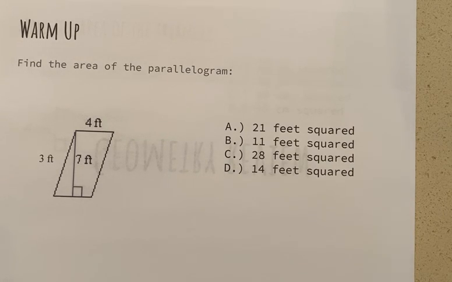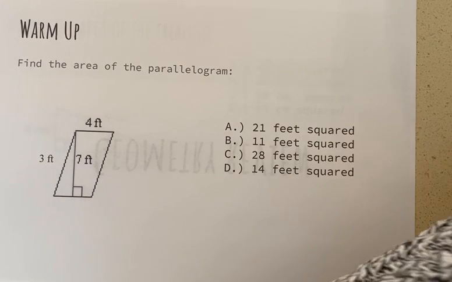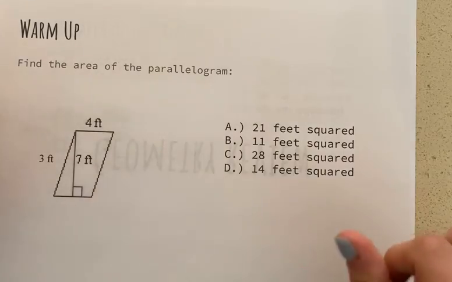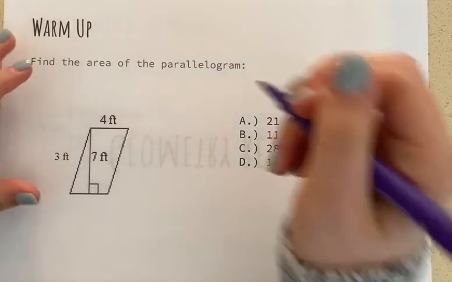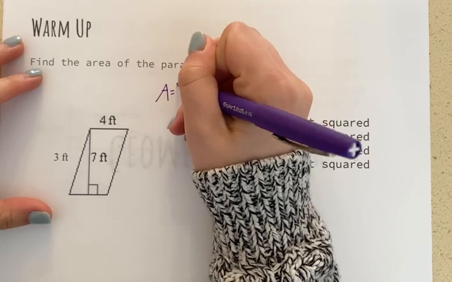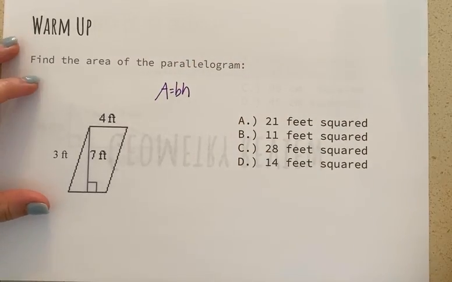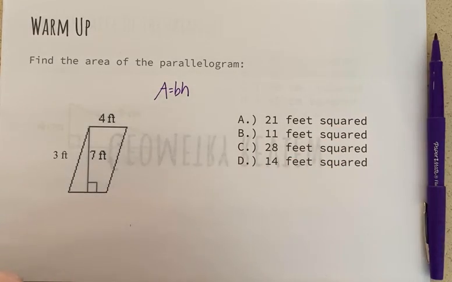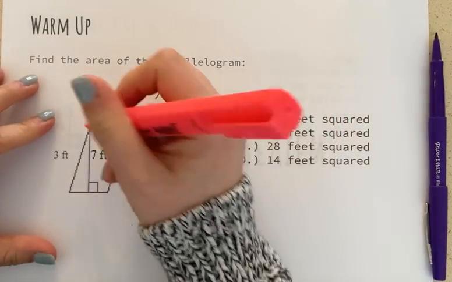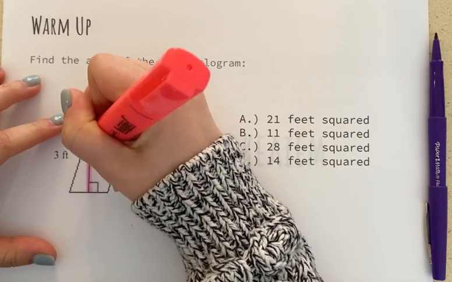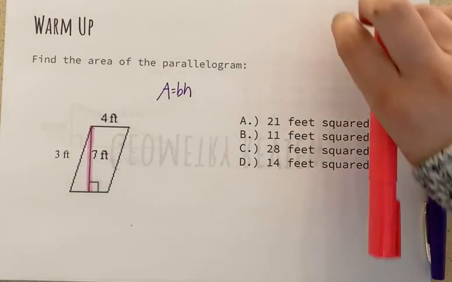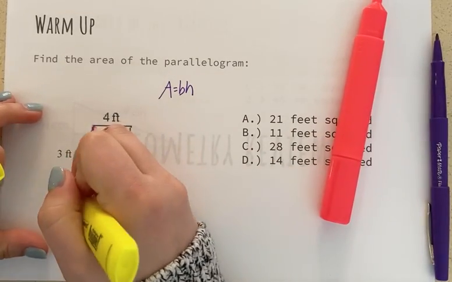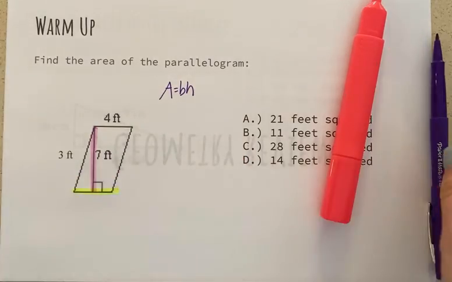All right, so when I was looking at this parallelogram, I noticed that there was some extra information. So before I even started, I wrote down area equals base times height. And I know that for the area of a parallelogram, I need to identify my base and my height. So I know that my height is how tall this parallelogram is, and I know that my base is how long the parallelogram is.